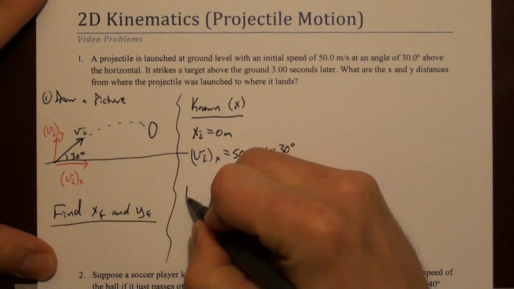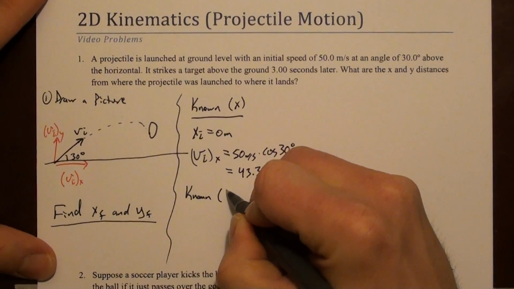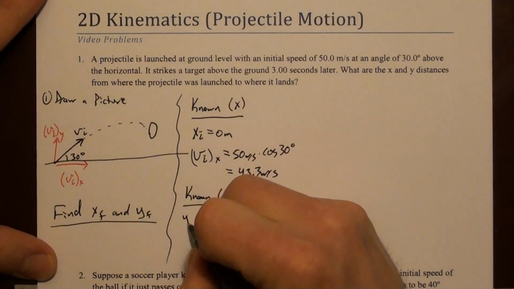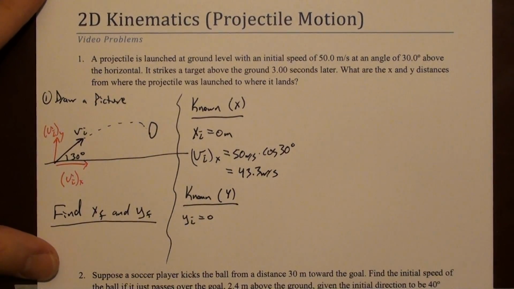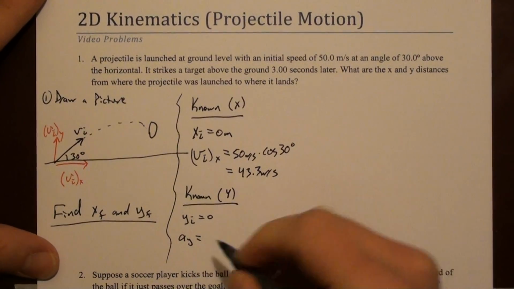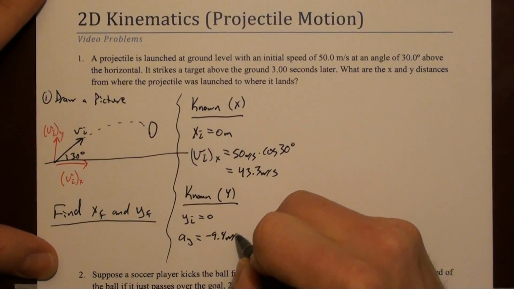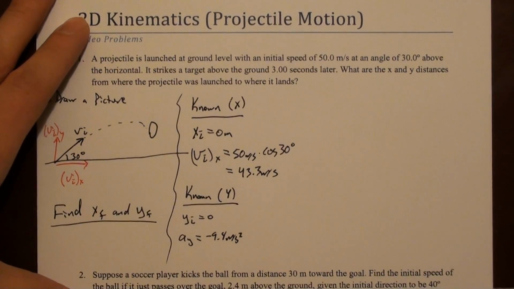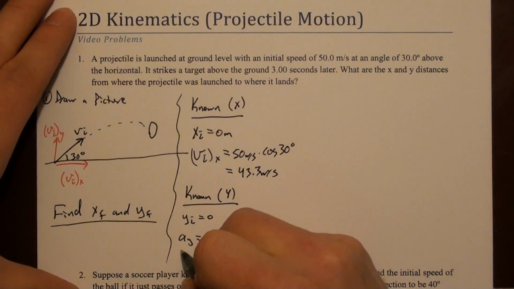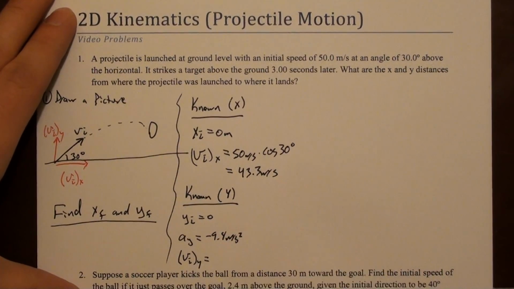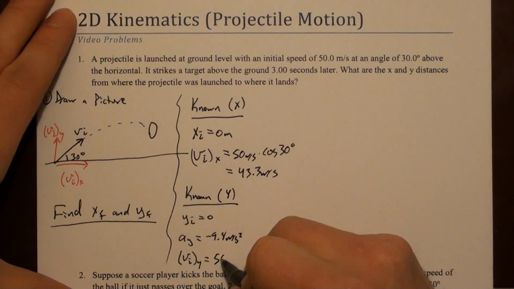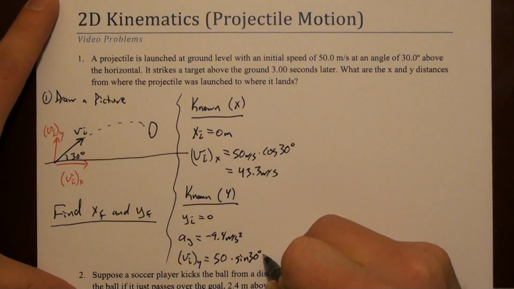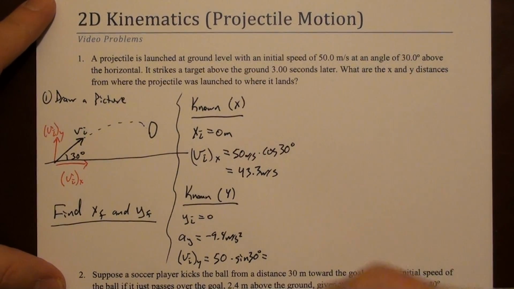And we can write our known values in the y direction. So our y initial is 0, y final is what we're looking for. The acceleration in the y direction is minus 9.8 meters per second squared. And the initial y velocity, so v initial y, is v initial times sine of 30. If you do that math, I think you end up with 25 meters per second.